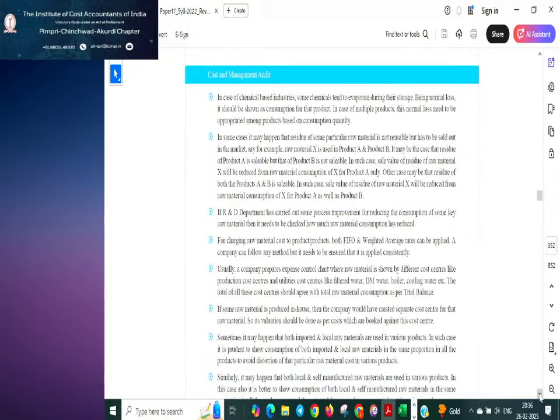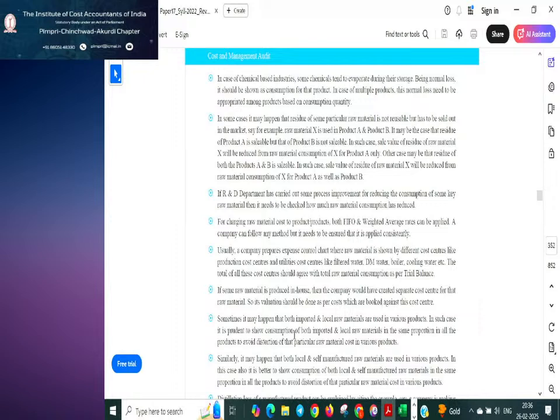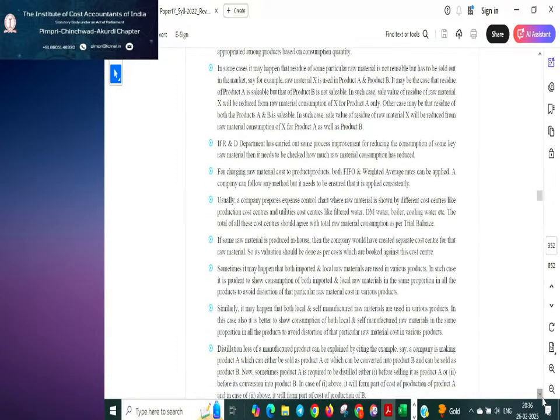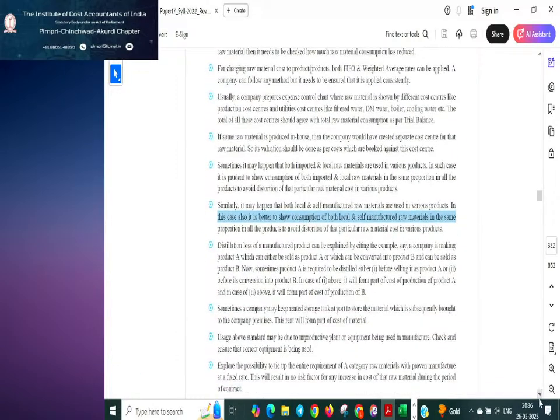Then raw materials can be local or imported. Imported should be accounted separately, and local should be separate. You should keep track of these two. Okay. Then similarly it may happen with local and self-manufactured raw materials. That can also happen. Then there are so many points.